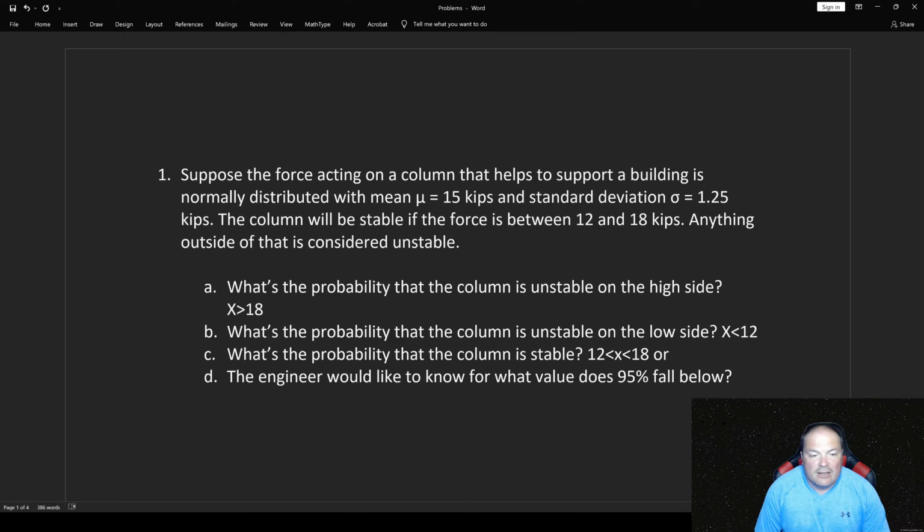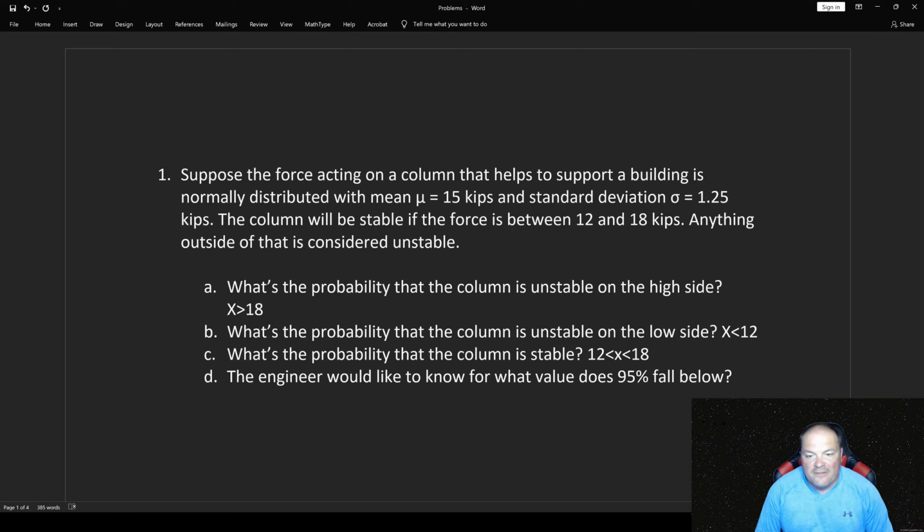basically take the probability that it's greater than 18 plus the probability that it's less than 12 and take that value and subtract it from 1. Okay? Because remember, when you're dealing with probabilities, everything has to sum to 1. Okay? So if it's less than 12 and it's greater than 18, if we basically sum that together and subtract it from 1, we will get what's in between 12 and 18.